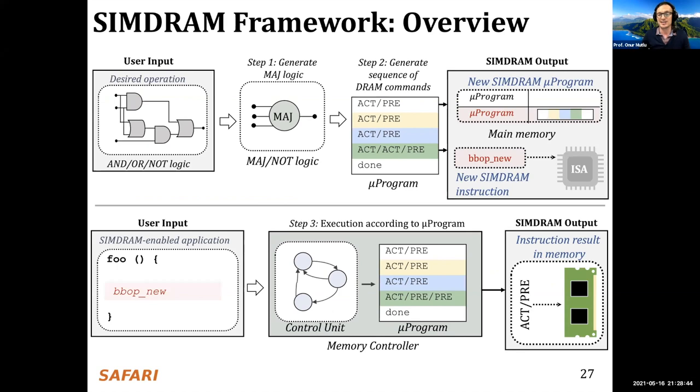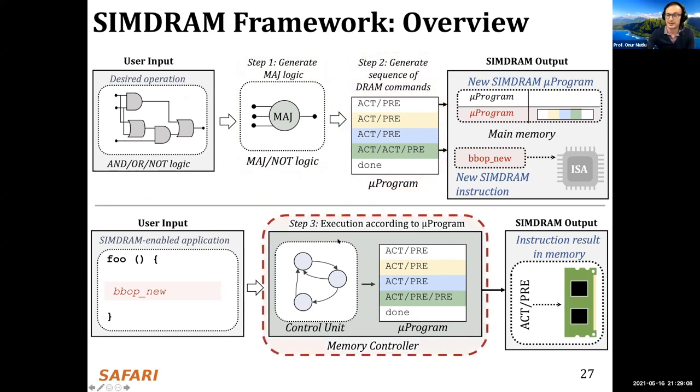And I'm not going to go through the details of it, but basically, we have the desired operation as AND or NOT logic. We convert it and generate very efficient majority logic based on majority computation rules, actually, that were developed for logic synthesis. And then we generate a sequence of DRAM commands that automatically implement this. And we have a microprogram that can be executed on the memory controller to take advantage of the substrate that I mentioned that uses triple row activation as well as RowClone. And you could actually instantiate an instruction in your application so that you can call this microprogram. Essentially, you can add new instructions.